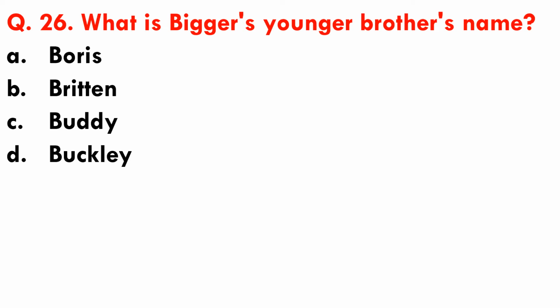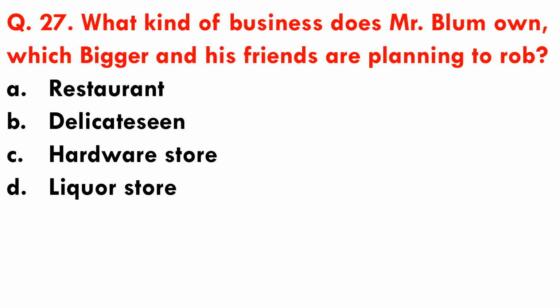Question number 26. What is Bigger's younger brother's name? Options are A, Boris, B, Britain, C, Buddy, D, Buckley. So Bigger's younger brother's name is Buddy. Option C is the correct answer.